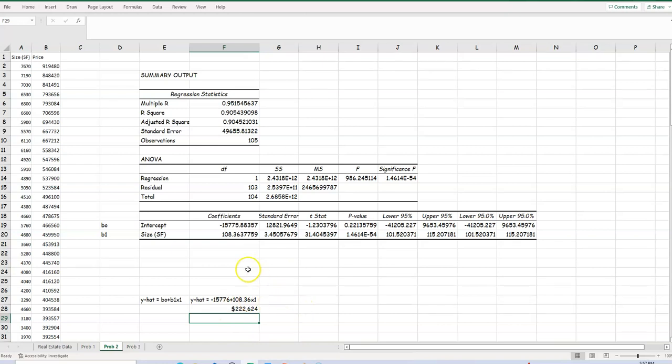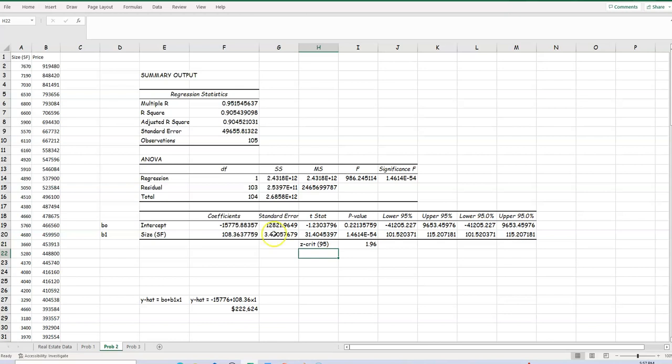Now, what it's asking you is: what is the 95% confidence interval for a house that is 2,200 square feet? Remember, when we talk about a 95% confidence interval, the Z critical value is plus or minus 1.96, but we'll just put the positive here. Now, notice here that the standard error for this distribution of sizes is 3.45.